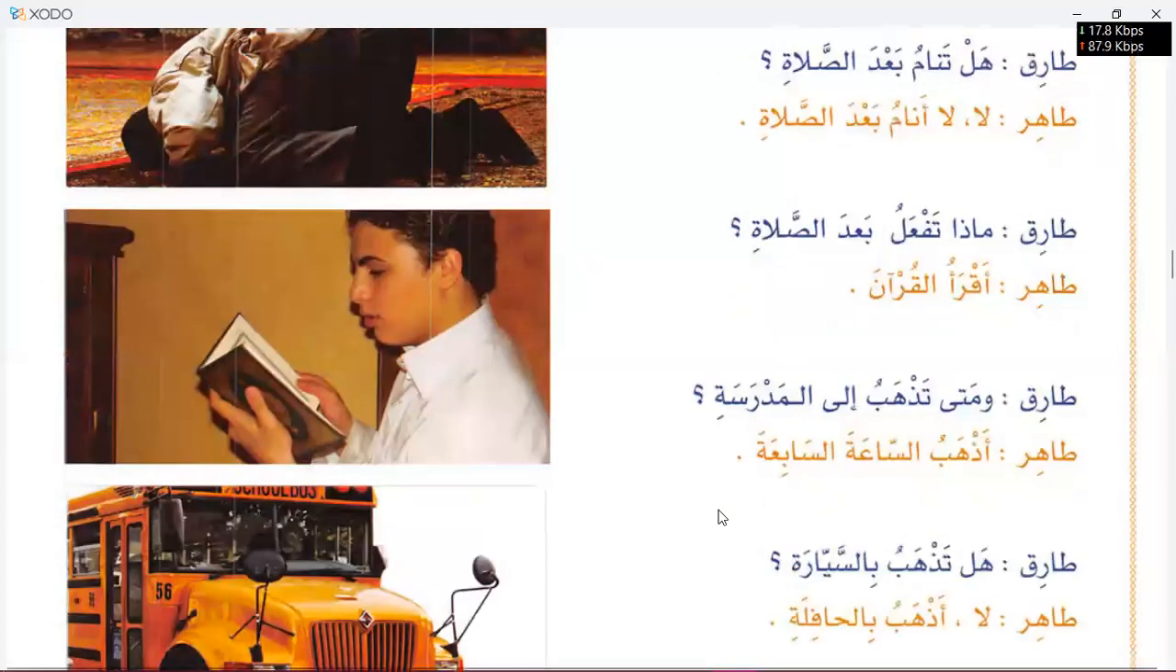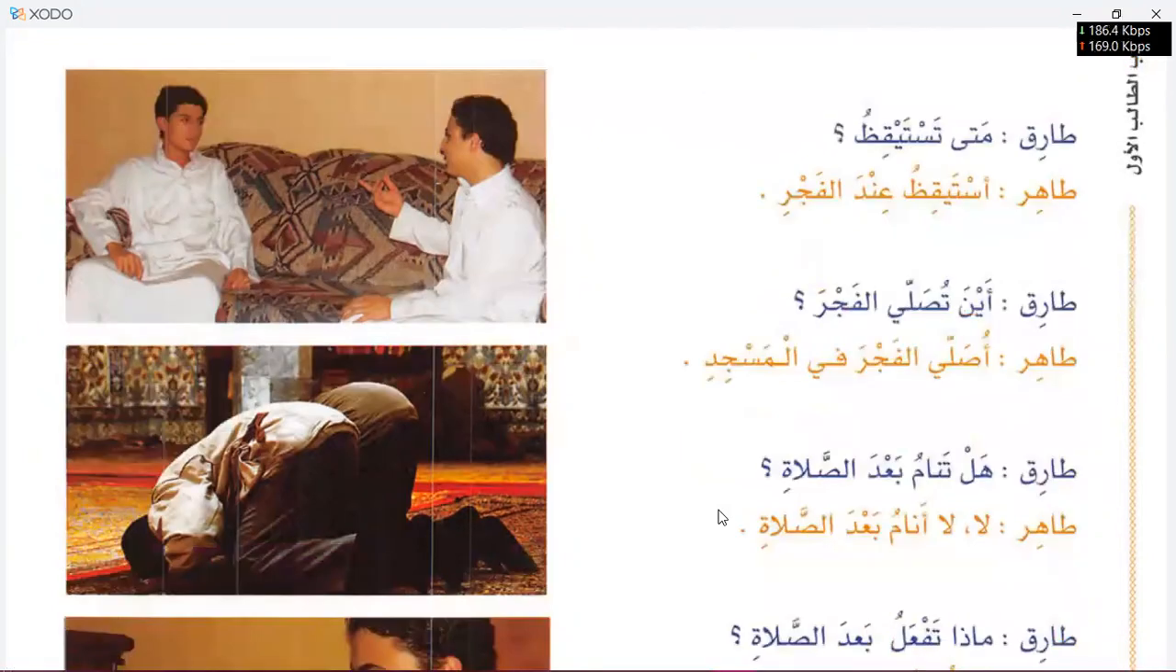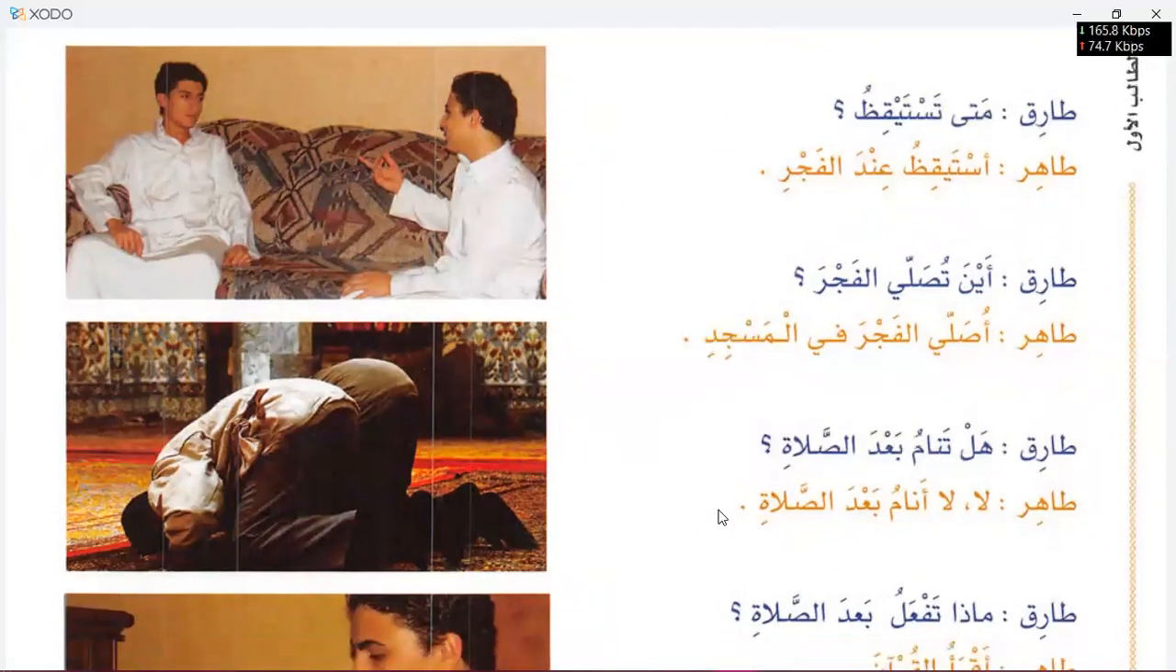Miss Karima, Miss Rahat. Tariq: Mata tastaikiz? When do you wake up? Astaikizu indal fajr. I wake up at fajr. Aina tusalli al-fajr? Where do you pray your fajr salah? Usalli al-fajr fil masjid. I pray fajr in the masjid, in the mosque.